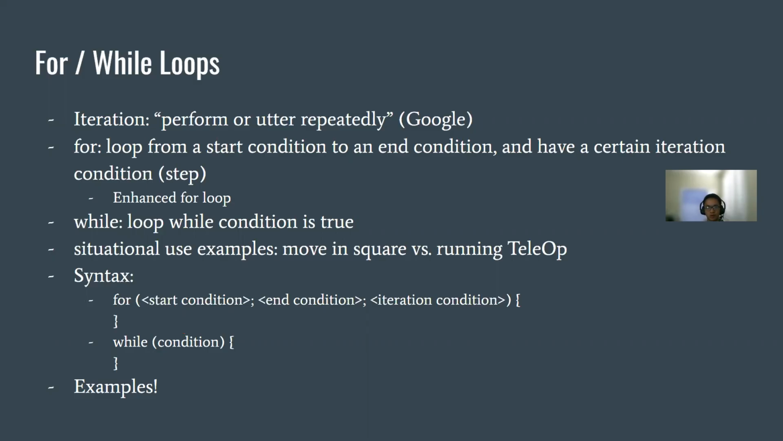For a for loop, you might want to use it for something like moving a square, because you want to move forward and turn right 4 times to make a square. And for something like running a teleop, you want to use a while loop. So while your op mode is active, you keep on running the teleop, and you can keep on iterating through the teleop. For a for loop, it looks like this, and for a while loop it looks like that.